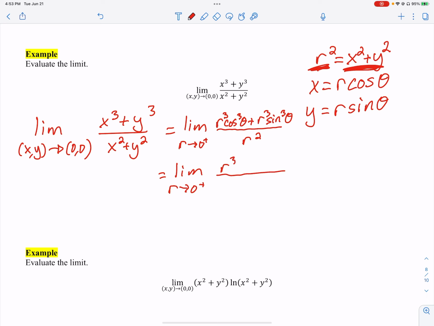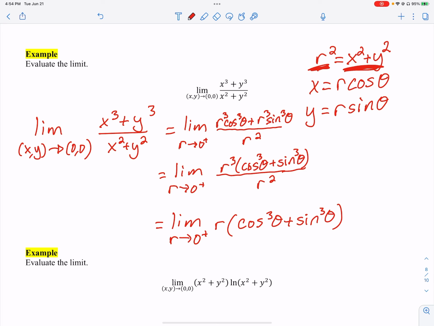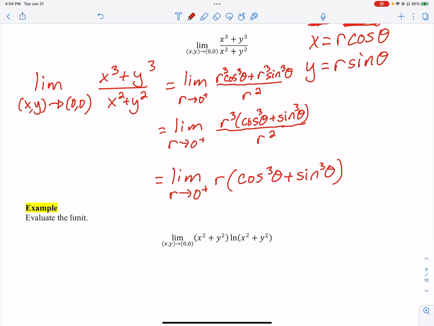I'm going to factor out r cubed, (cosine theta cubed plus sine theta cubed), and that's r squared on the bottom, not a cube, right? So the limit as r goes to 0 on the positive side, we have an r times (cosine cubed theta plus sine cubed theta). It won't matter what those go to. Those aren't affected by r, so this actually just goes straight to 0.